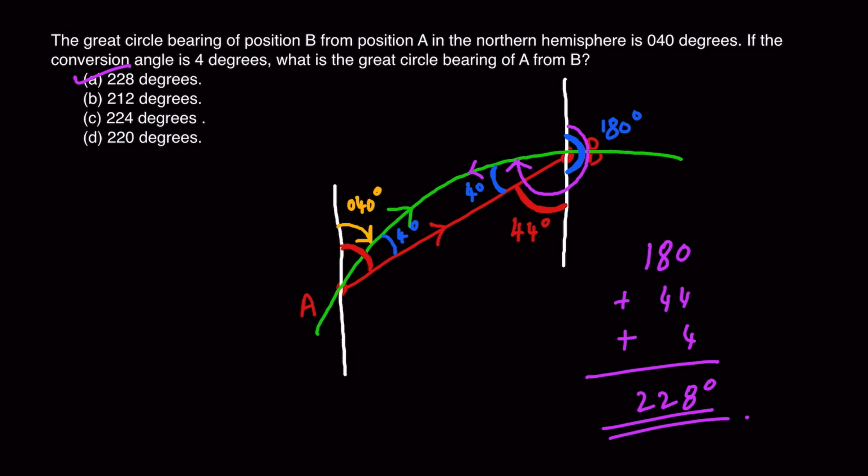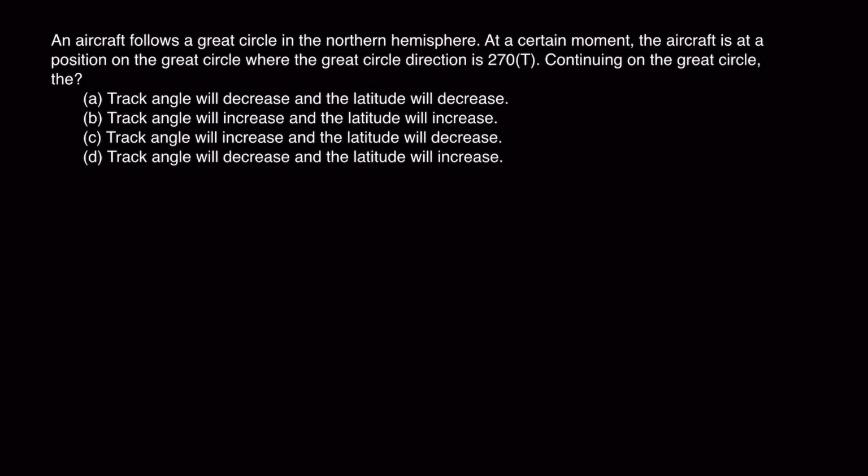Okay, four questions done. Looking at the next one. An aircraft follows a great circle track in the northern hemisphere. At a certain moment, the aircraft is at a position on the great circle where the great circle direction is 270 degrees. Continuing on the great circle, track will decrease, latitude will decrease, and so on. Okay, let's just take 2 points in the northern hemisphere.